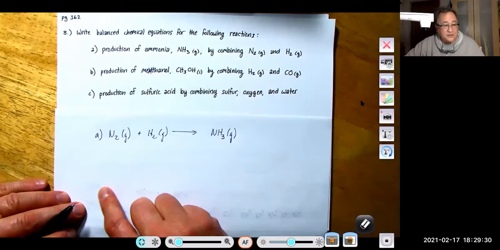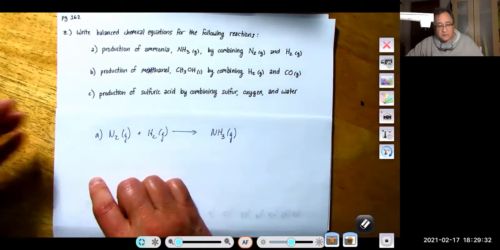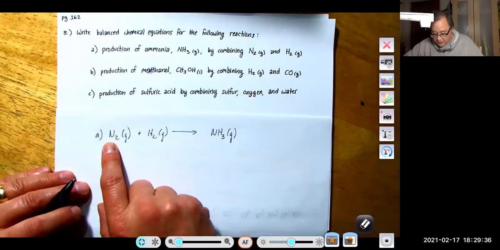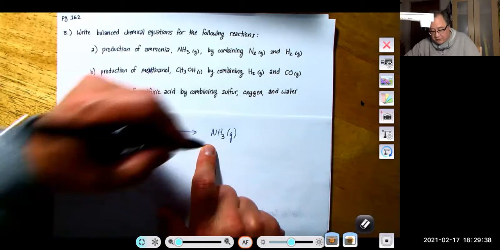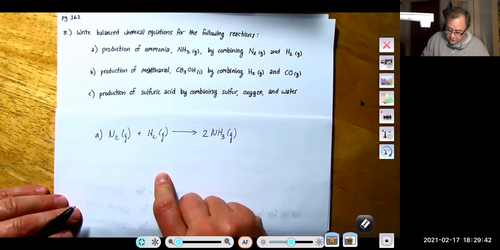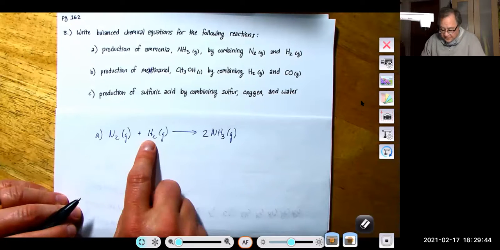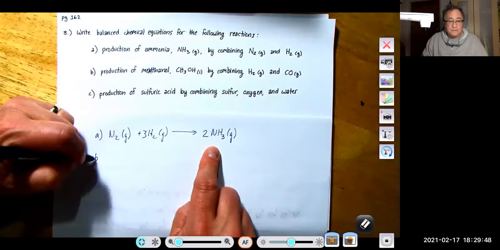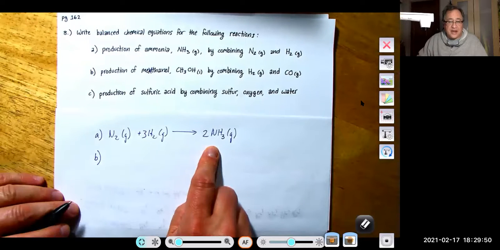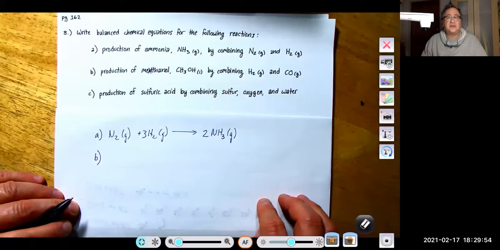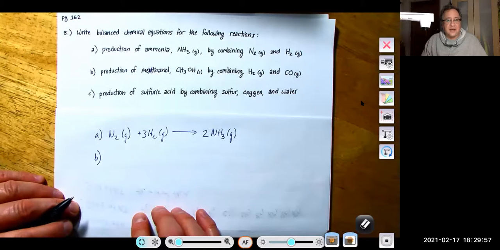Okay, so when I balance reactions, normally I just like to work from left to right. 2 nitrogens here, 1 here, so I'm going to put a 2 there. 2 hydrogens here and 6 here, so I'm going to put a 3 there. Any questions about A, or are we good to go? Okay.